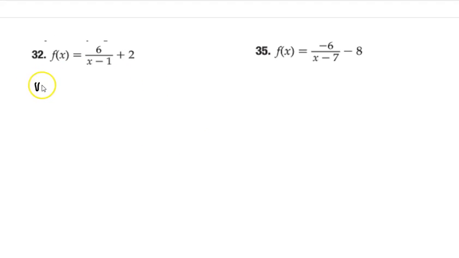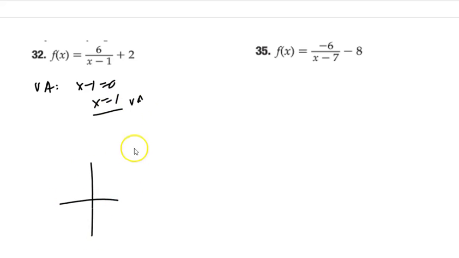Again, let's find the vertical asymptote first. Set the denominator equal to 0. So x equals 1. That's my vertical asymptote, the one number I can't be. Horizontal asymptote, we actually have something this time, right? Default is y equals 0, but I do have a vertical shift this time, plus 2. So it makes y equals 2 my horizontal asymptote.